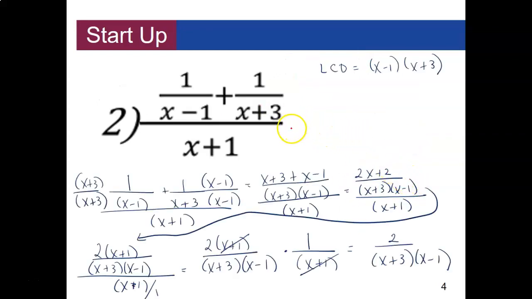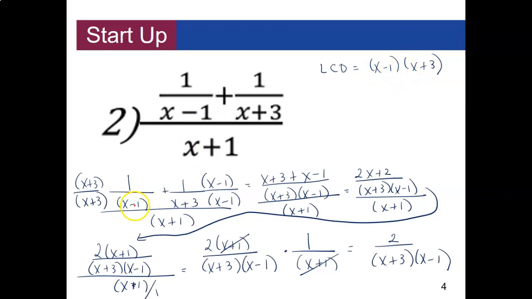On the next one here, we have a complex fraction or compound fraction. So our least common denominator for just the numerator part, so we're just going to work on the numerator first, would be x minus 1 and x plus 3. So when we come down here, here's the problem part, and we decided that our least common denominator needs to be x minus 1 and x plus 3.